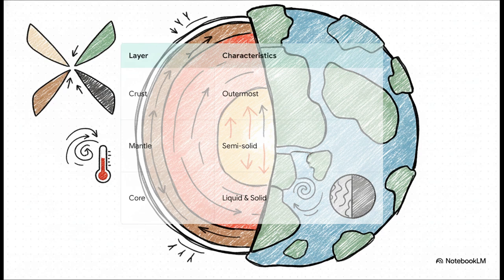Next is the mantle. This sits right below the crust. It's made of denser, semi-solid rock, and it's the site of those powerful convection currents that drive continental drift. And finally, the core. This is subdivided into the liquid outer core, made of a nickel-iron alloy, and the deeply pressurized solid inner core, made entirely of iron.